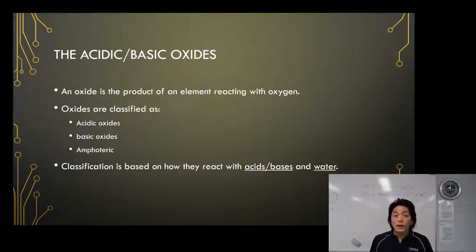Oxides are classified as acidic, basic, or amphoteric. Hope you remember from previous videos that amphoteric means it can act as base or acid, depending on what it's reacting with. This classification is based on how they react with acids and bases. So the oxides can react with acid or not, base or not, as well as water. When an acidic oxide reacts with water, what would it do? That's what we're talking about in this video.